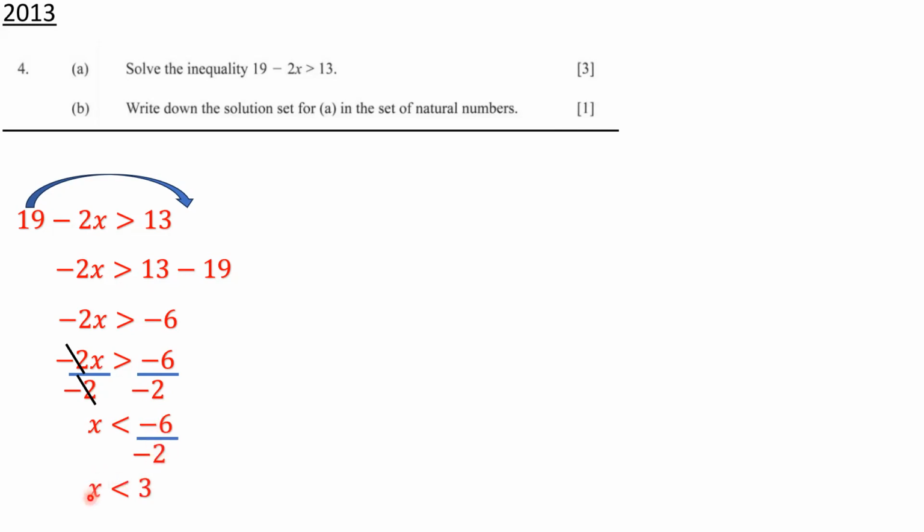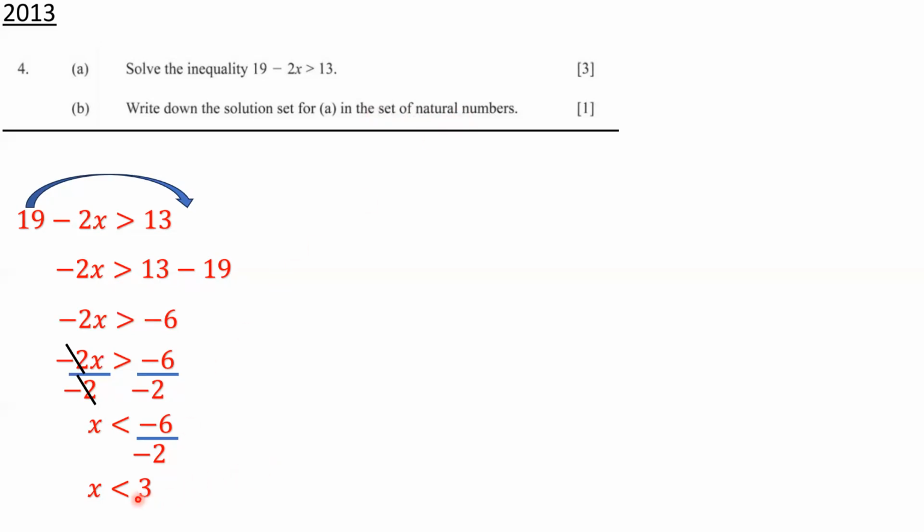So now we have x is strictly less than 3, but here they want us to write down the solution set in the set of natural numbers. They do not want us to draw a number line. They just want us to write a solution set for our solution to our inequality.